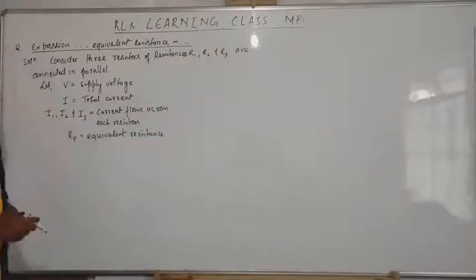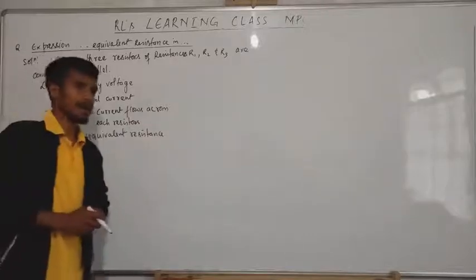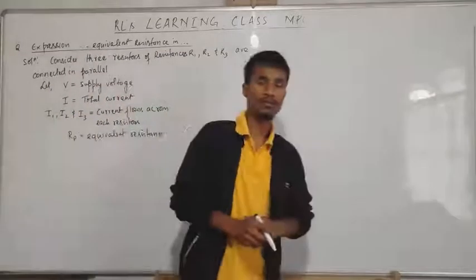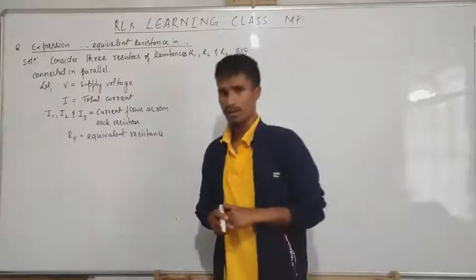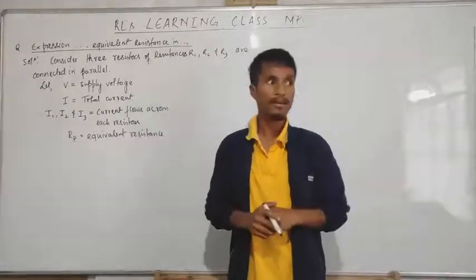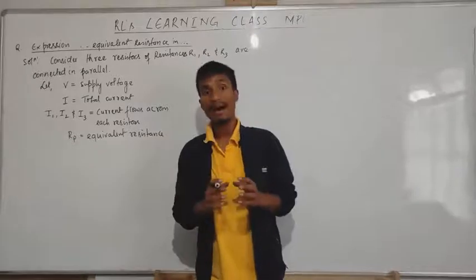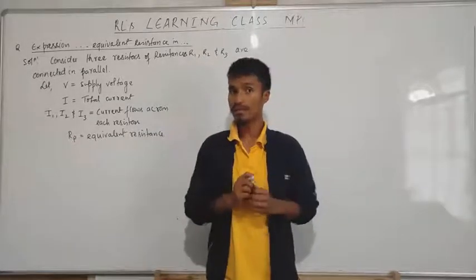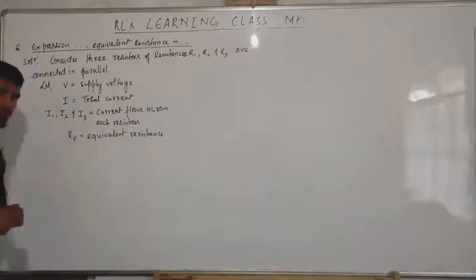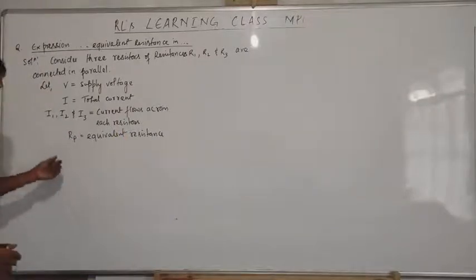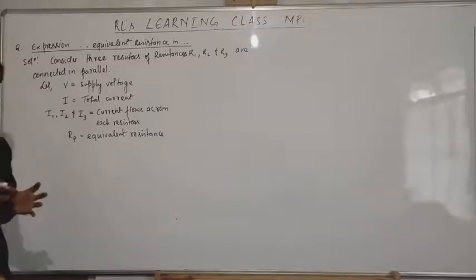Okay, now we have V as the supply voltage. In parallel it is the same, so we don't need to write V1, V2, V3 because there is no voltage drop; the voltage is the same for all the resistors. But the current branches in inverse ratio. That's why I put here I1, I2 and I3, because the current is changing. Then RP is the equivalent resistor. Okay, then what else do we need? This much only. Then let's draw the diagram.